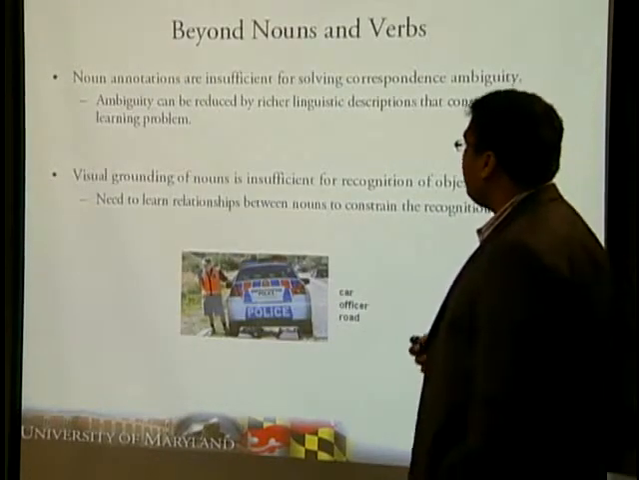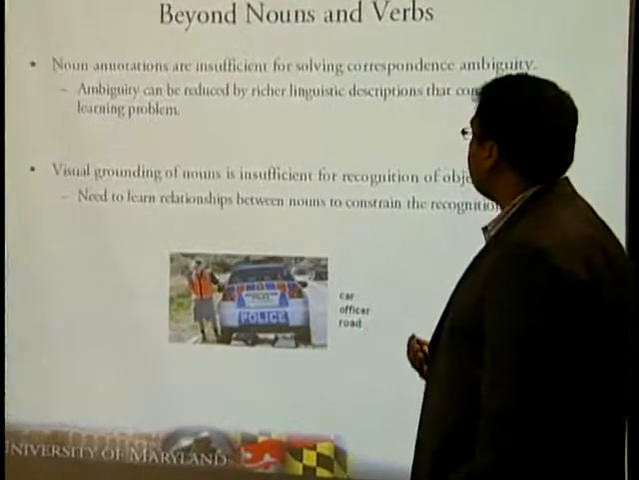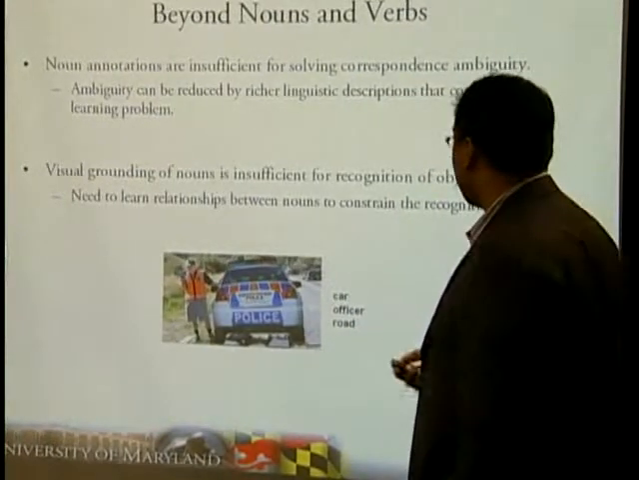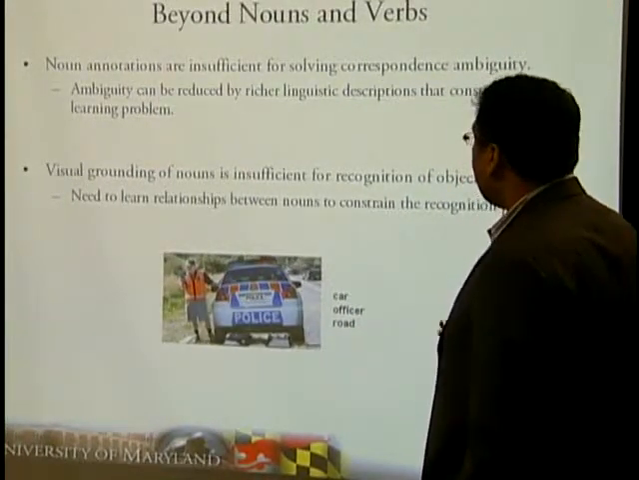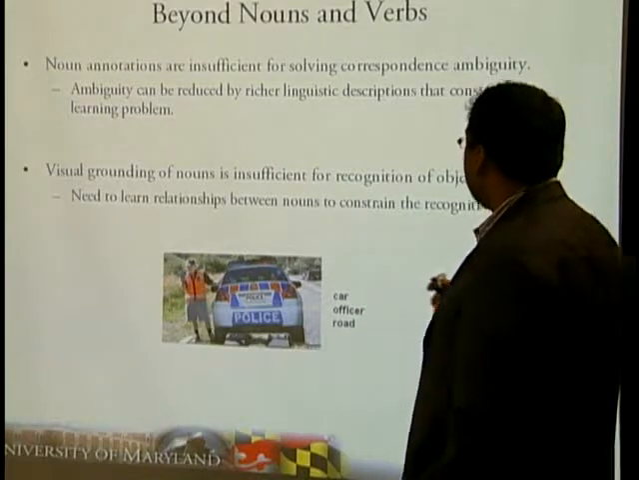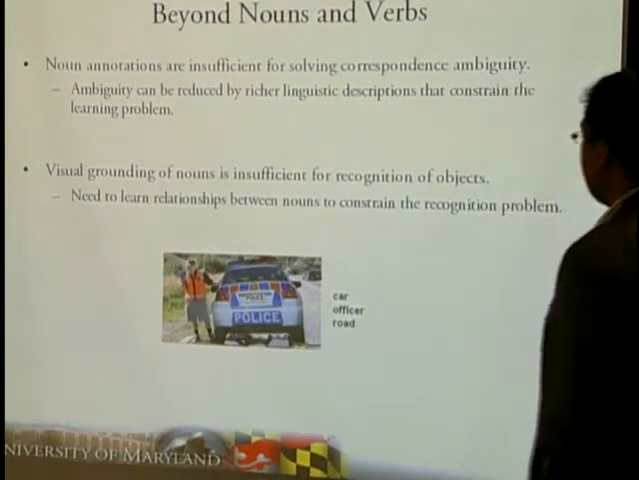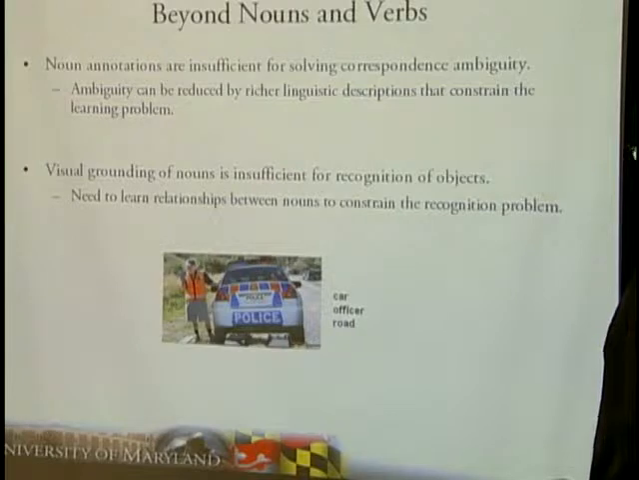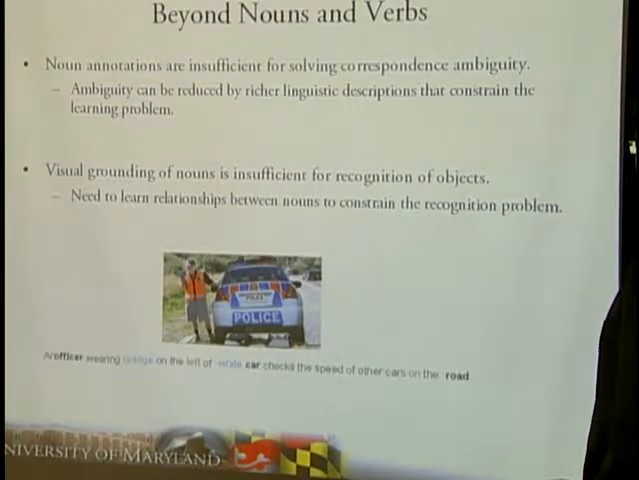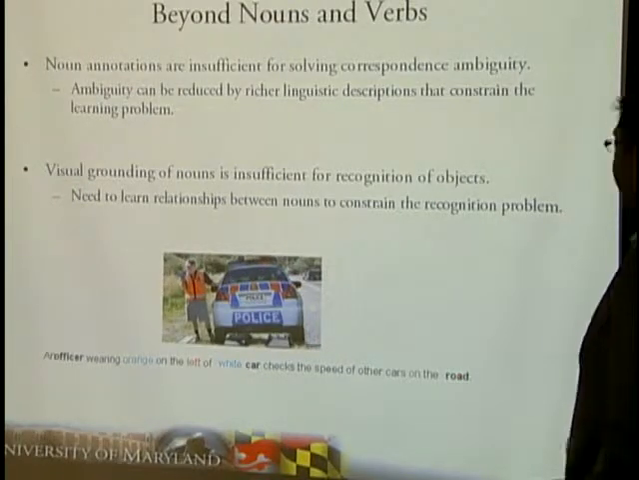Now from the first problem, it is clear that noun annotations are insufficient for solving the correspondence problem. That is, you need a much richer description of these images to constrain the learning problem. So basically, instead of using the image and the list of nouns, you want the image and a much richer description of that image.